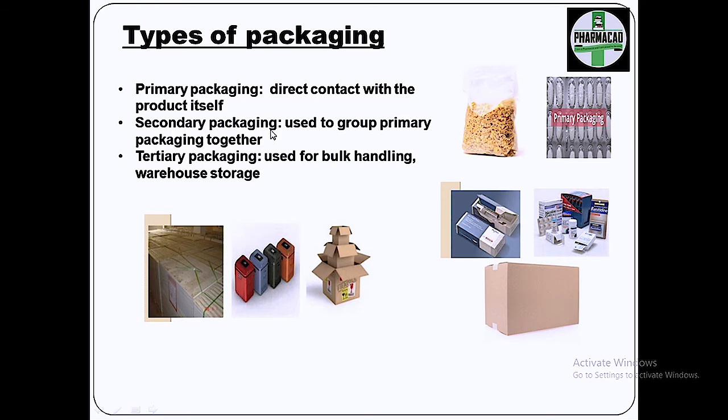You can see these are some of the primary packaging examples. Then secondary packaging is basically to group the whole primary packaging together. You can see these are some examples of secondary. Then we have tertiary, and tertiary is a bit optional. Primary and secondary are compulsory. Tertiary is optional. It is used for bulk handling and warehouse storage.